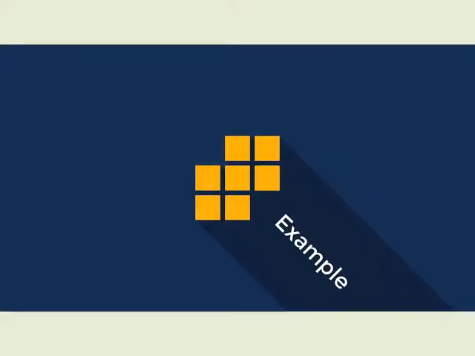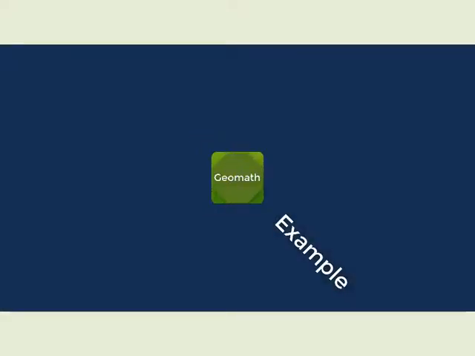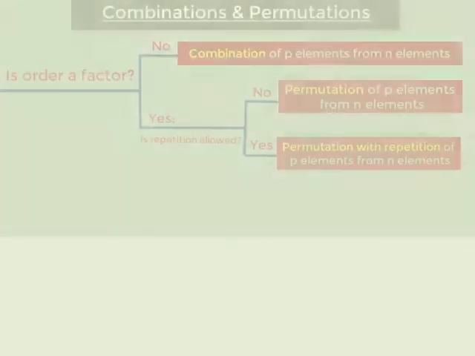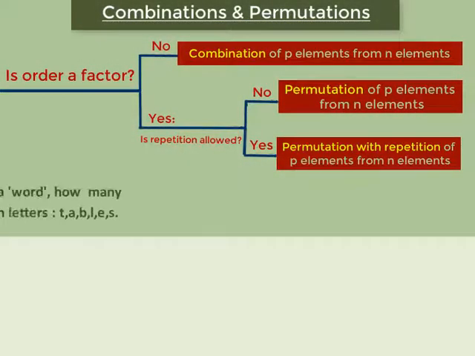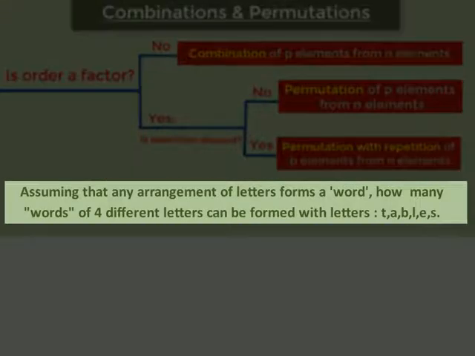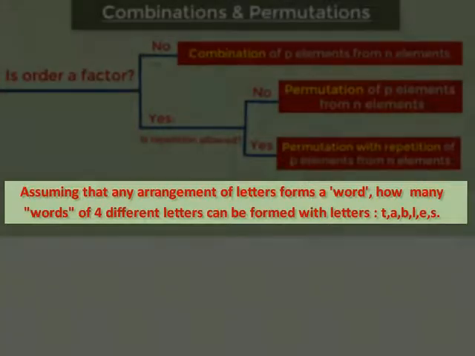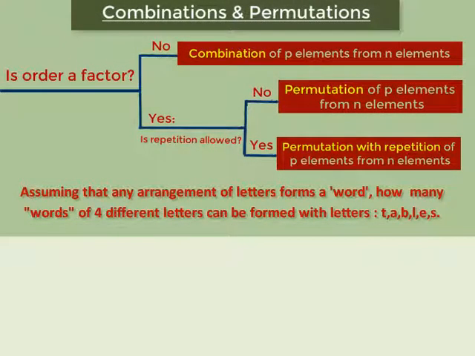Example 1. Assuming that any arrangement of letters forms a word, how many words of 4 different letters can be formed with the letters T, A, B, L, E, and S? Take some seconds to think about it.